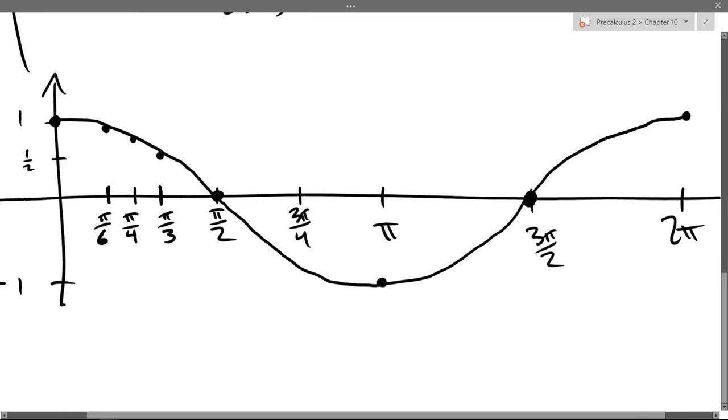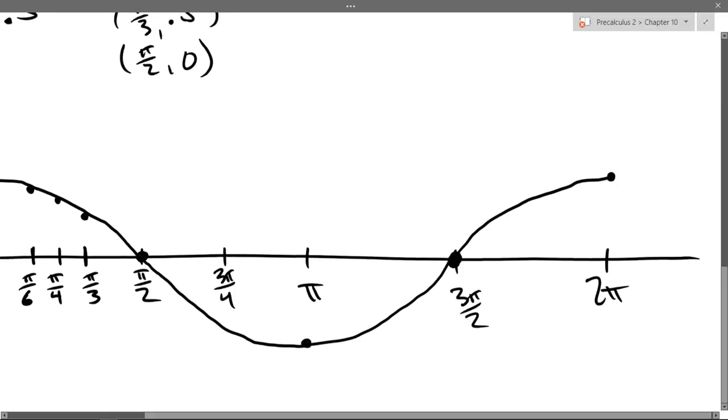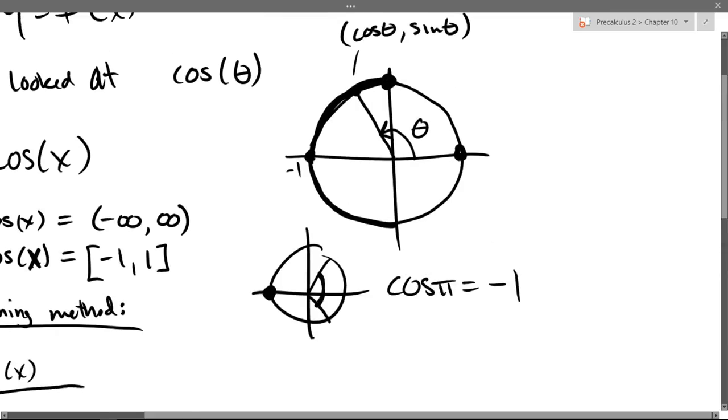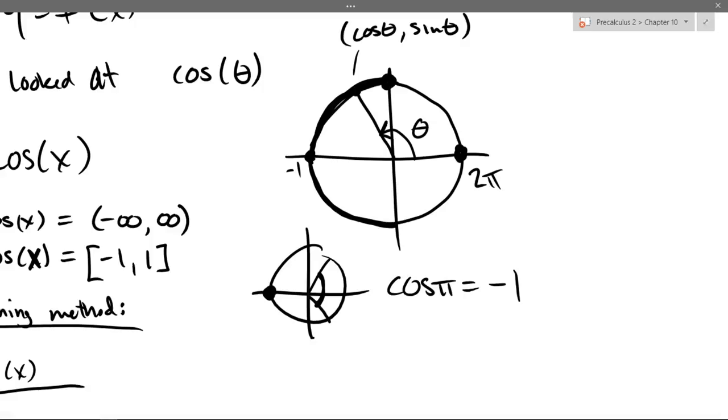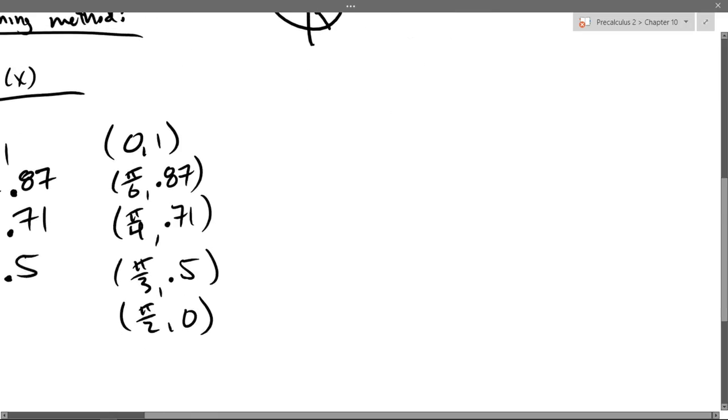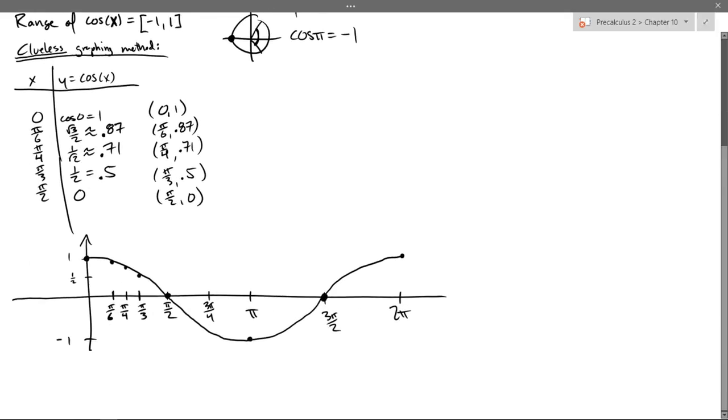Now we said the domain was negative infinity to positive infinity. So of course, 0 to 2 pi is in there, but I can keep going to the right, I can keep going to the left. So what happens after I pass 2 pi? Let's look back at the unit circle. So we're back here at 2 pi. It's also the same place I started at 0 pi. So the pattern is exactly going to repeat as I do another lap. So if I go again around the unit circle, we're going to have the exact same cosine values as we go. So we can take what we just drew, and we can repeat it.